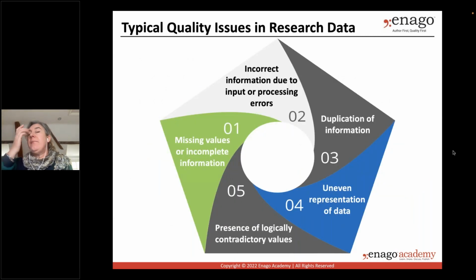Some of the quality issues, or the challenges, that people come up against are things like missing values or incomplete data, which obviously is going to be a problem with any sort of processing, and might happen for a variety of reasons: machine malfunction, human error, for instance. There could be incorrect information due to input or processing errors. Again, that could be either a human or a machine issue in a variety of cases.